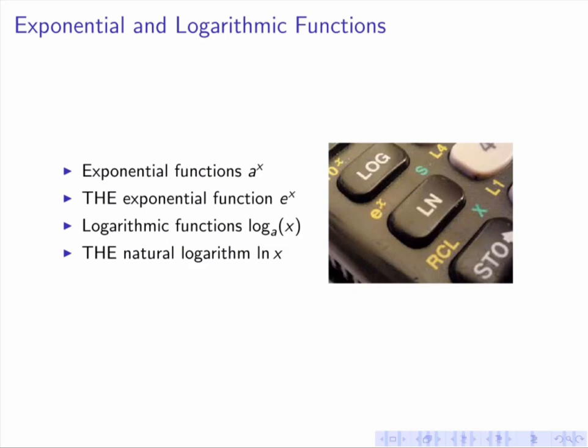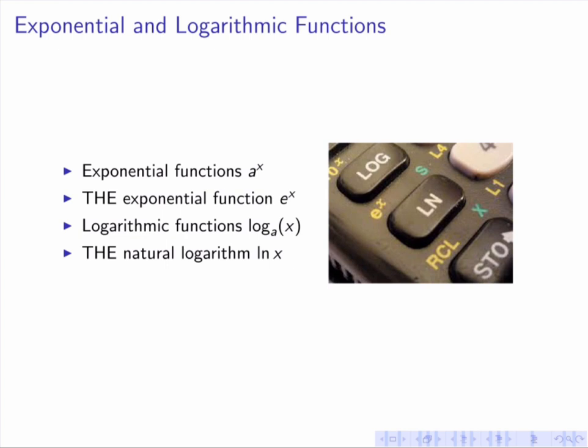Let's talk a little bit about exponential and logarithmic functions. I know that many students are quite nervous about logarithmic functions in particular, but there is just simply no way around them. So we have to learn the rules of the logarithm, in particular the natural logarithm.